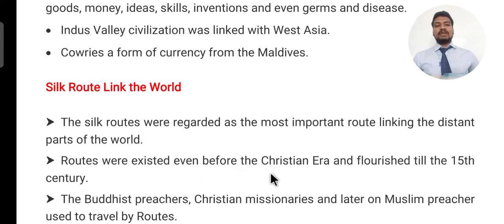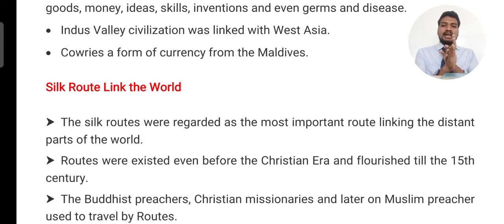The routes existed even before the Christian era and flourished till the 15th century. What is the Christian era? BC, AD, before Christ, after Christ. From 0, 1, it's the Christian era, which we are following now, is it not? The Christian era has a starting point, zero. Zero AD is the starting of the Christian era, and zero BC is also the starting of the Christian era.